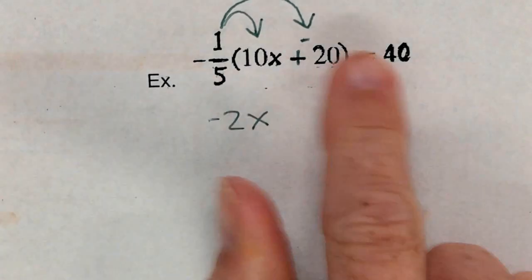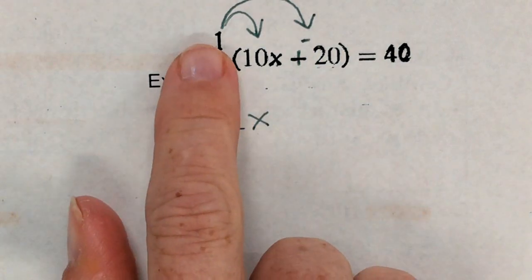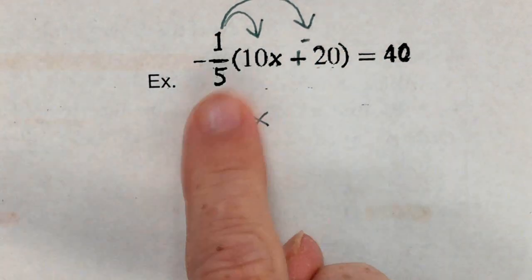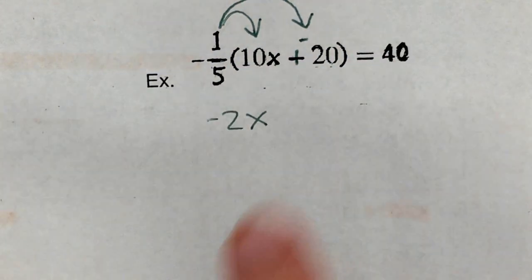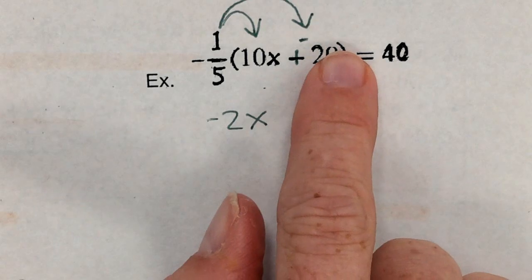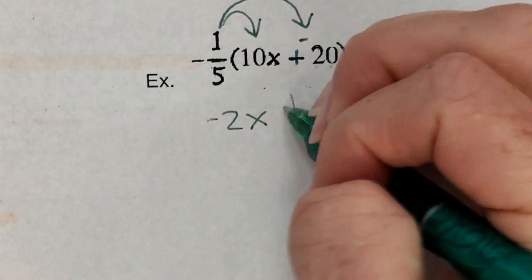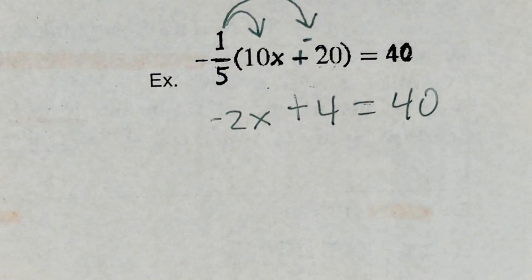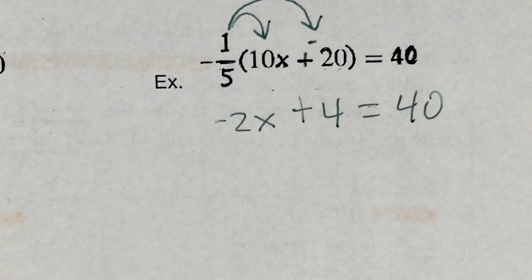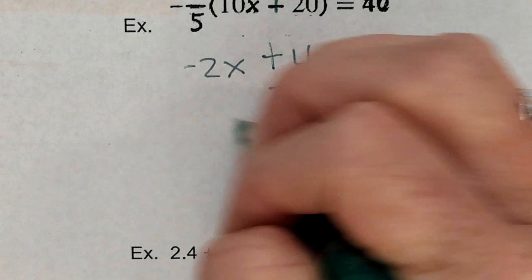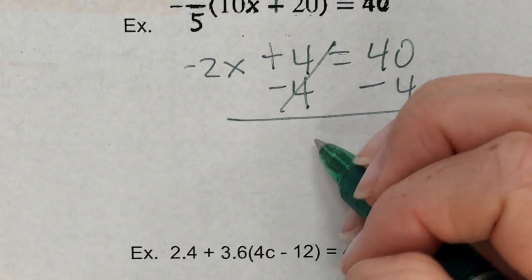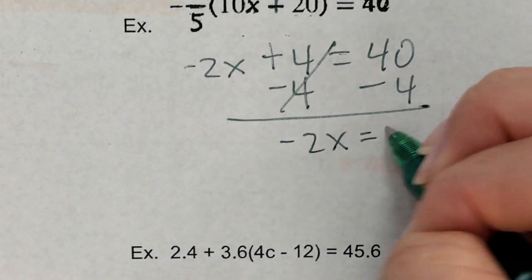Okay, now let's do negative 1/5 times negative 20. Multiply straight across. What's 1 times 20? 20. Keep your 5 as the denominator. What's 20/5? 4. And it's a negative times a negative. Positive 4. Okay? I'm going to get rid of the constant by doing what? Minus 4. I have negative 2x equals 36.